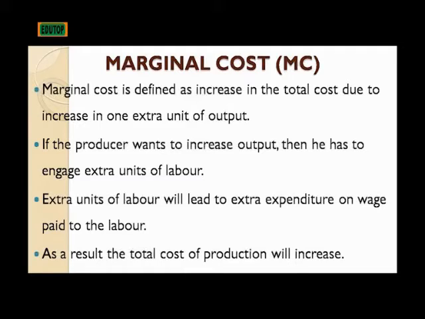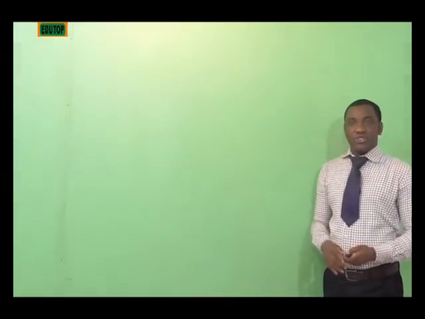As a result, the total cost of production will increase. Therefore, there will be an increase in the total cost, and that increase, the margin between the previous total cost and the new total cost, is what we refer to as marginal cost. Those are the categories of cost that we have.